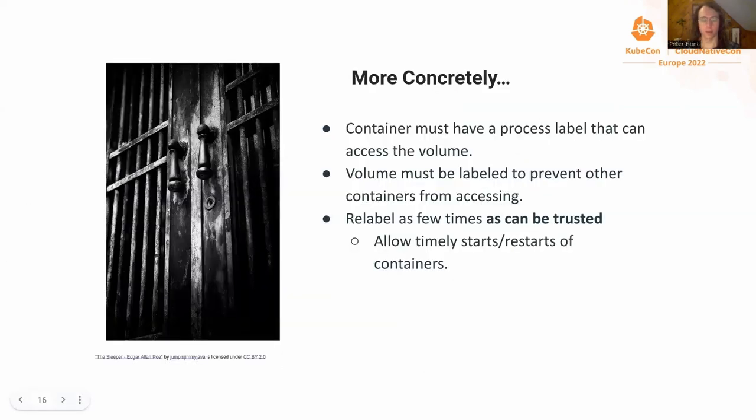Our goals to fix this problem are as follows. A container must still be able to have a process label that can access the volume, or else what's the point of mounting that volume? A volume must be labeled so the authorized containers can access it, but non-authorized containers cannot. And we want to relabel as few times as possible to ensure container creations and restarts don't time out if it can be avoided.